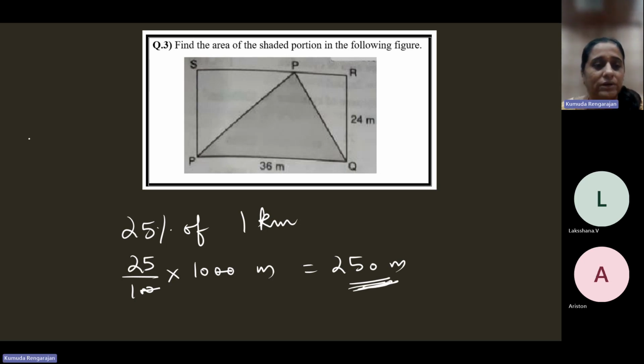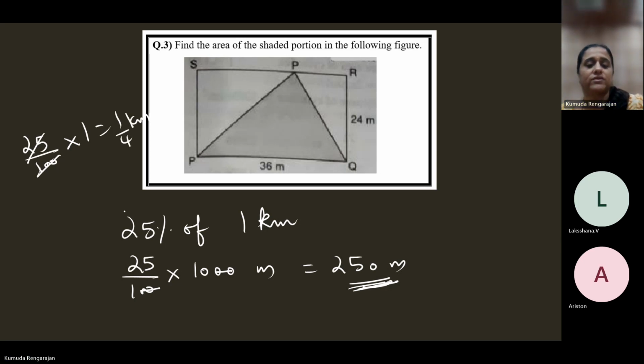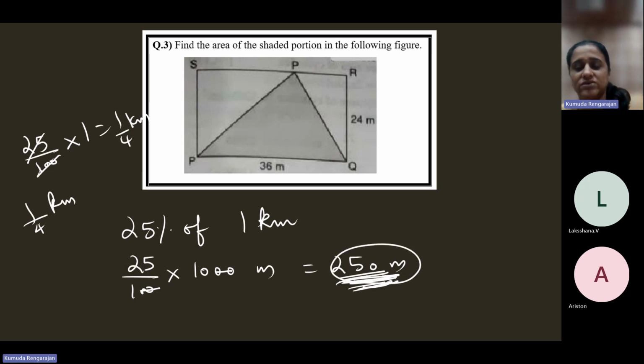But if you take 1 kilometer, 25 by 100 into 1 kilometer, you will get 1 by 4, 1/4 of a kilometer, like this. So we prefer this answer, 250 meters, over 1/4 of a kilometer. This answer is preferred because it's easier to understand.